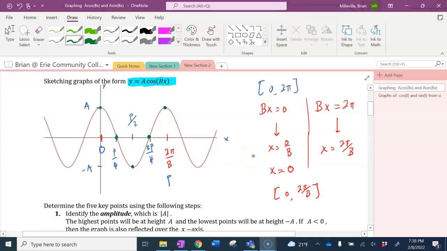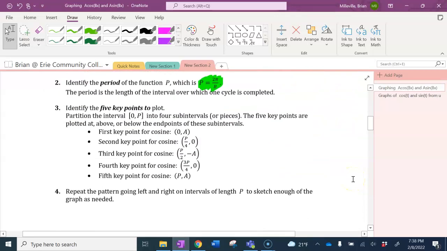All right, and we just want to identify those 5 key points, and then we just repeat those 5 key points. I've only drawn 4 of them, but going forward, another cycle of whatever the period is, or going to the left of 0, we would obtain the same kind of points, and then just connect the dots with your standard cosine graph.